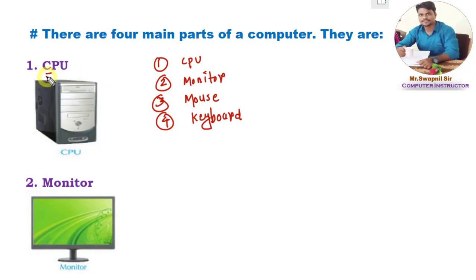So first important part is CPU. Dear student, CPU stands for Central Processing Unit. And you know dear student, CPU is called the brain of computer, because it performs very important operations.